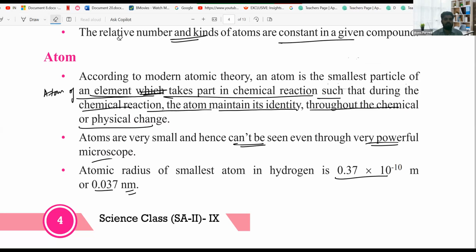Sir, should I write from atoms of an element? No, don't write this one. We have already written this in the definitions. Write it: atoms of an element take part in a chemical reaction such that during a chemical reaction, atoms maintain their identity throughout the chemical or physical change. Such that during the chemical reactions, the atoms maintain their identity. Note it down. The atoms maintain their identity.